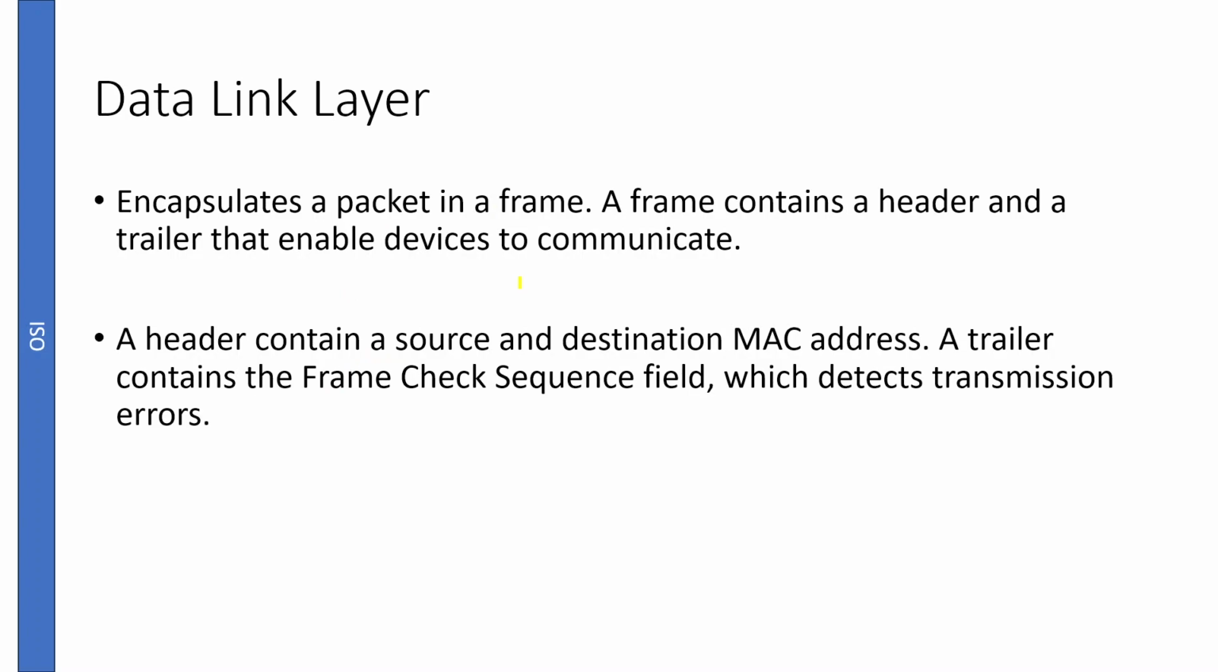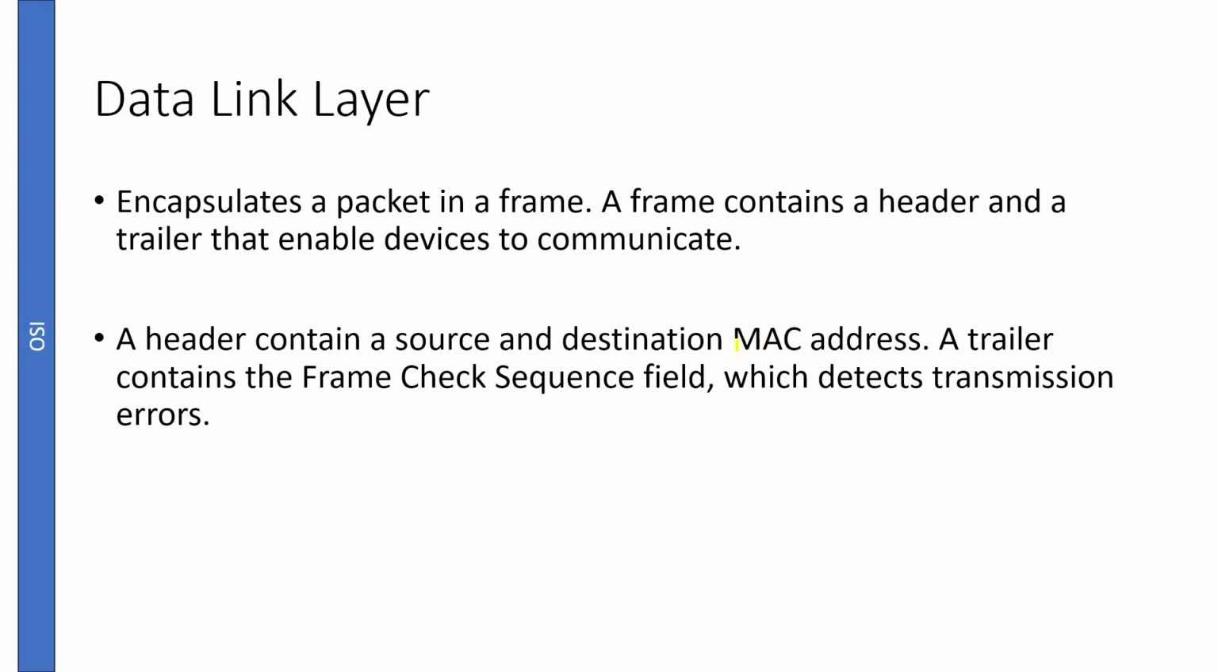Then we have the data link layer. This is responsible for reliable data transfer between two nodes on a network. It encapsulates that packet in a frame. A frame contains a header and a trailer that enable devices to communicate. So when you take a data frame, we have a header and trailer, right? We are going to discuss this in the upcoming videos. A header contains the source and destination MAC address.